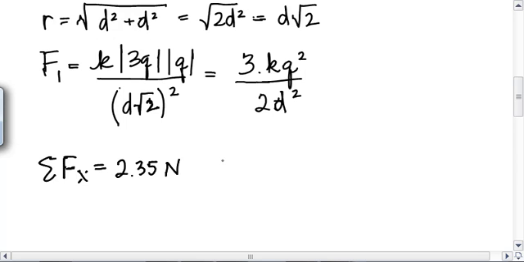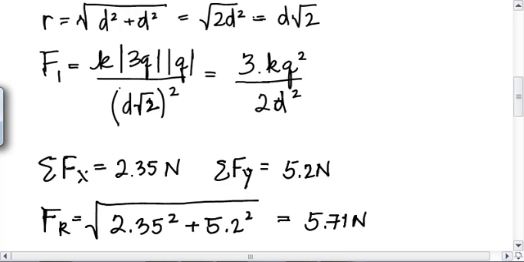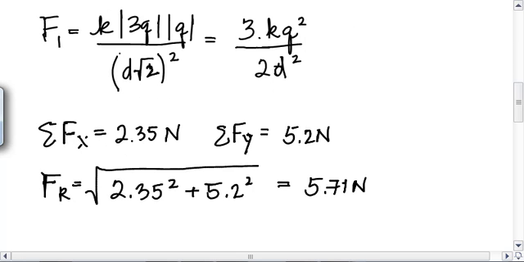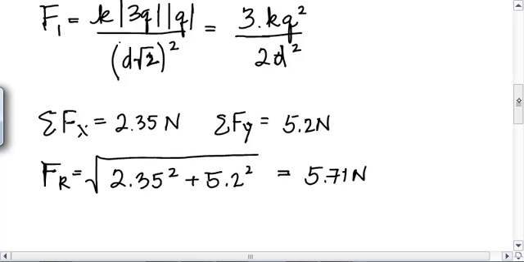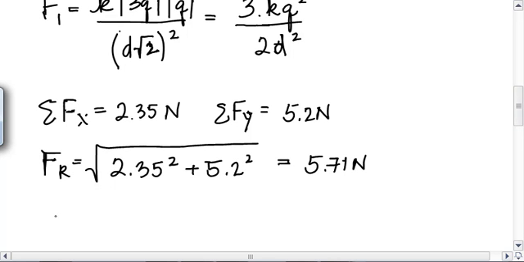And when we sum the forces in the y direction, I got 5.2 newtons. So use Pythagorean theorem to find that force. Now what about the angle? Antoine, how do we find an angle? We have an x component and a y component. Uh-huh. So then theta would be the inverse tan?